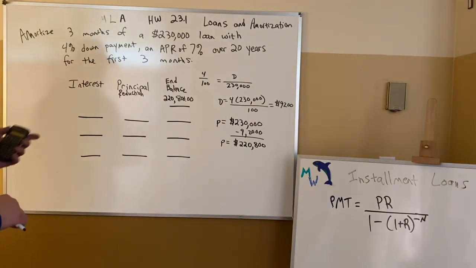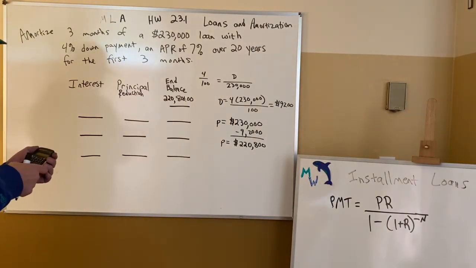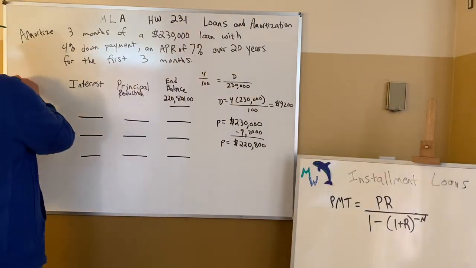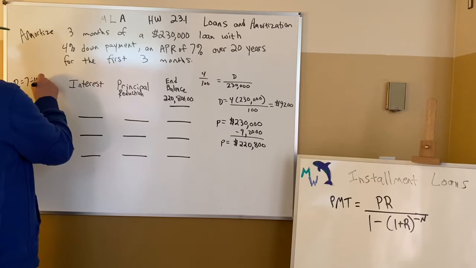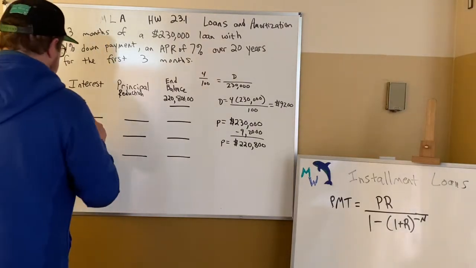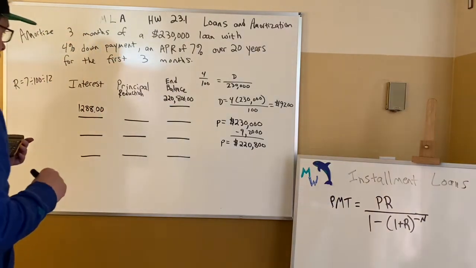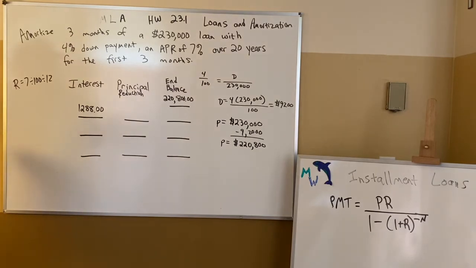Now we're going to go through that process that we looked at before. We're going to find the interest on this $220,800 and multiply it by R, which is equal to 7 divided by 100 divided by 12. We're going to need to do that each time. So we do this times 7, divide by 100, and divide by 12. We get $1,288.00 for this one.